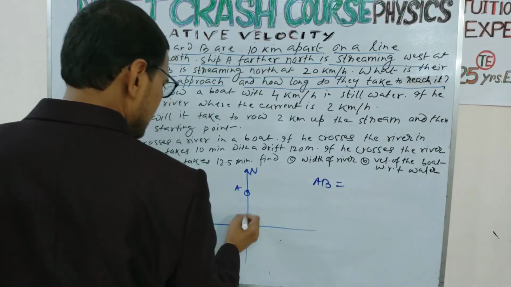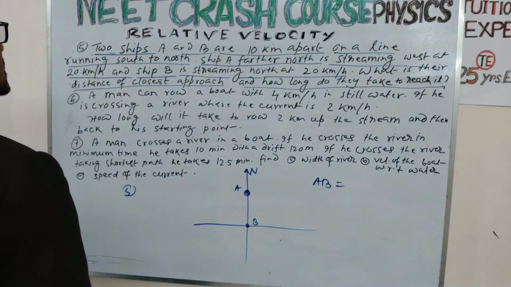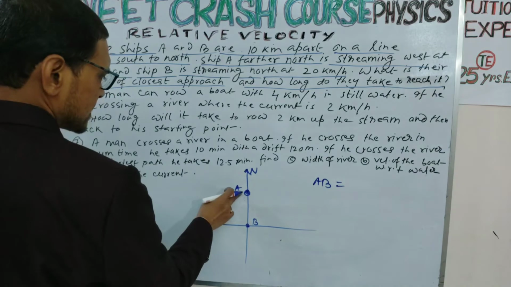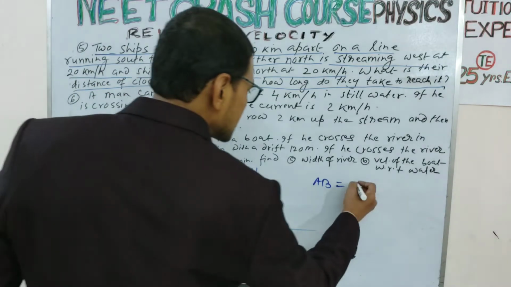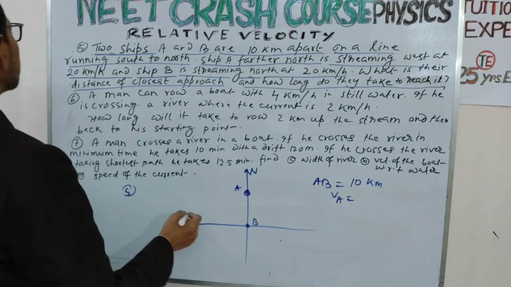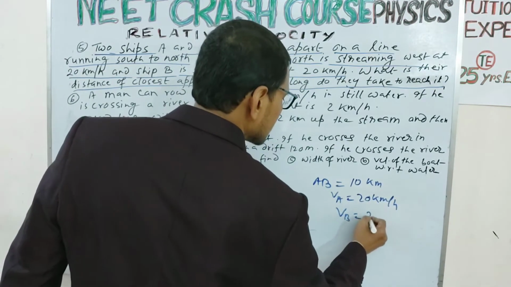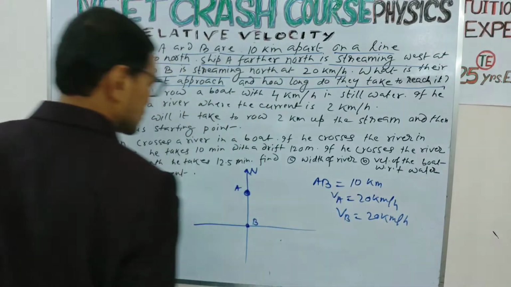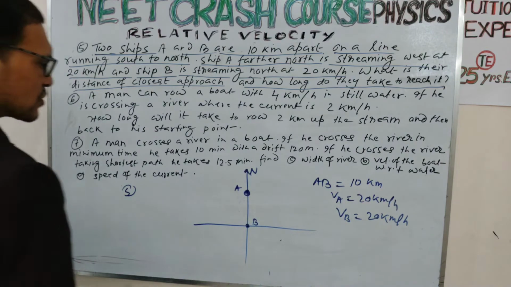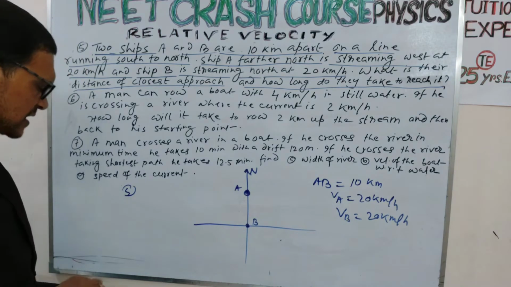10 km apart. So here is ship A and here is ship B. Ship A is further north. The distance between the two ships is 10 km, and the velocity of the two ships, VA equals 20 km per hour and VB equals 20 km per hour. So the two ships and their velocities are given. Now what is their distance of closest approach? The direction of VB is along this.